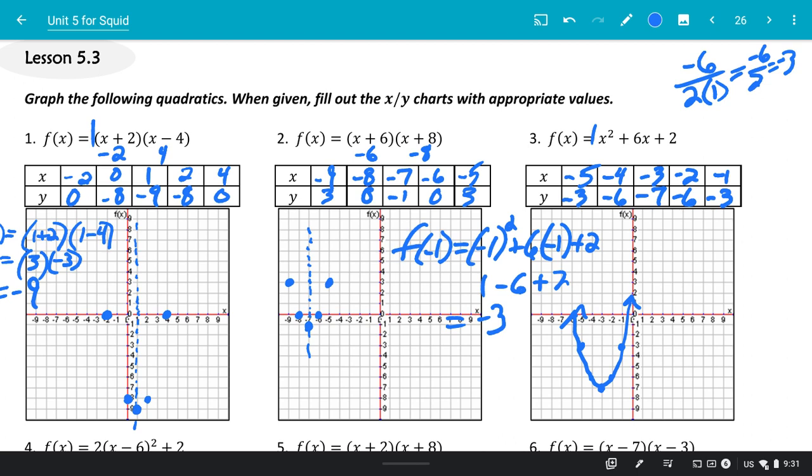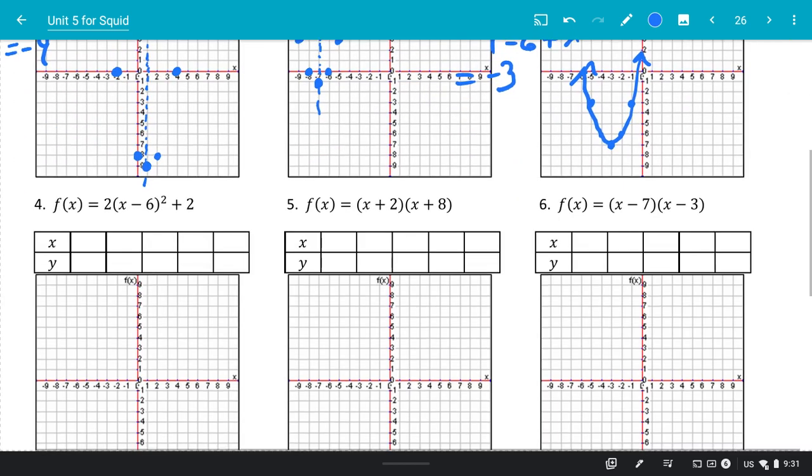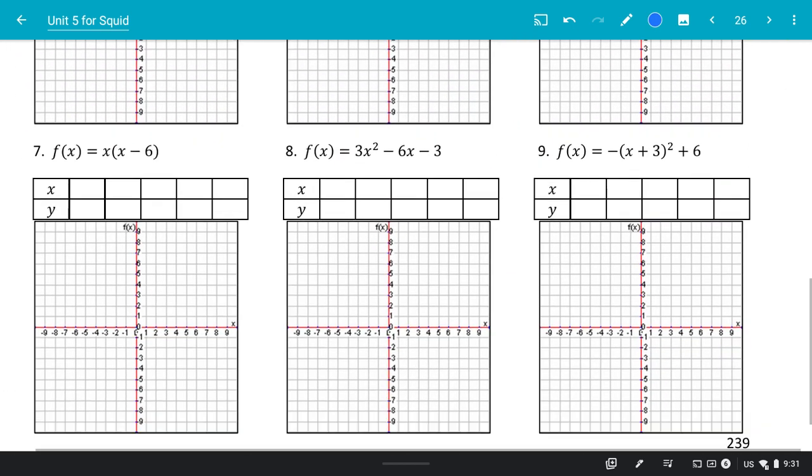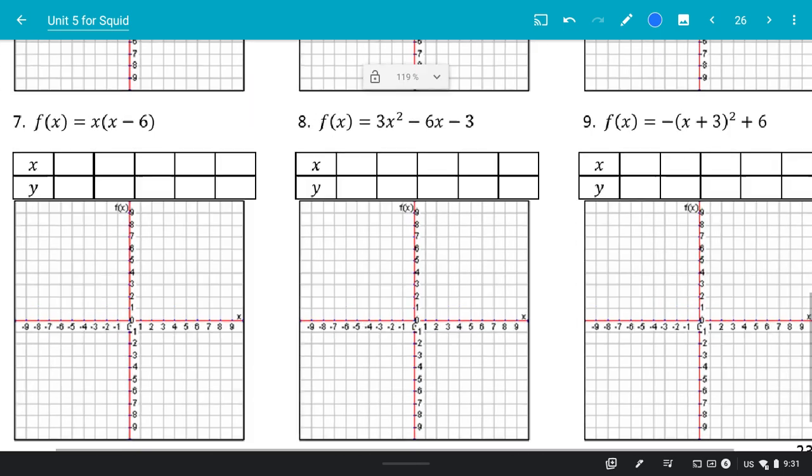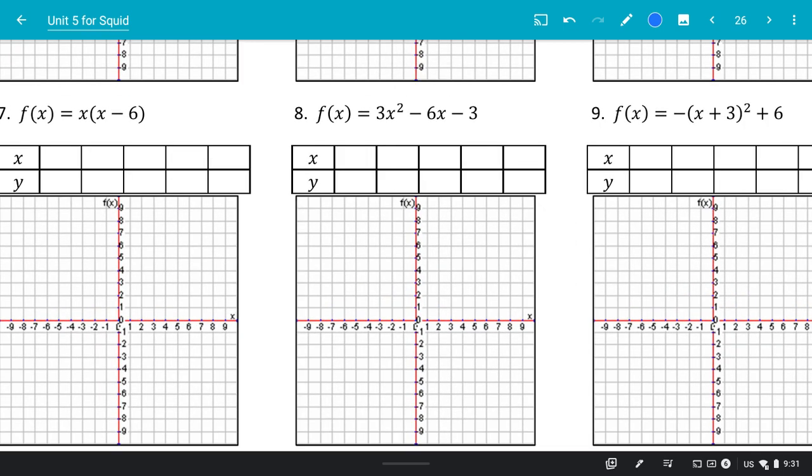Questions? Let's find another one. Number 8. Number 8 looks good. All right. It's in standard form. It has junk. Therefore, I've got to use 6 over 2 times 3, which is 6 over 6, which is 1. Okay. I'm going to go 2 and 3, 0, and negative 1.